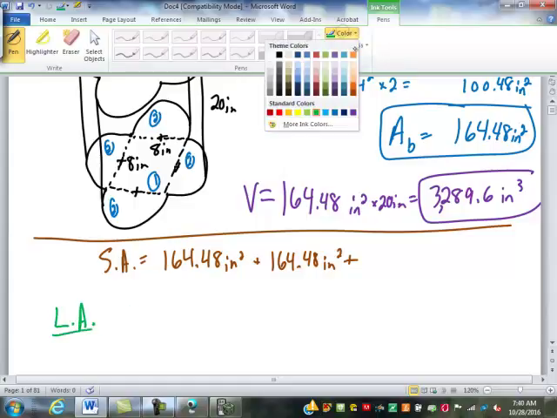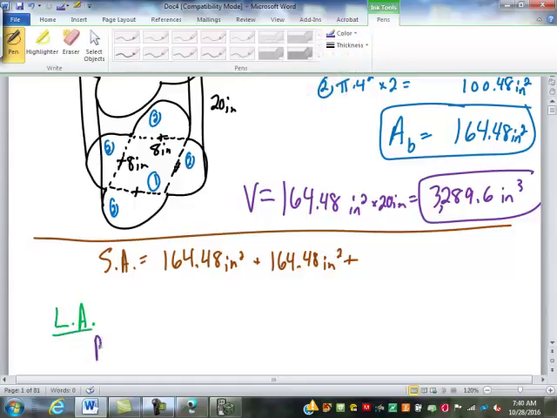First thing we need to know to find our lateral area is the perimeter of the base. Perimeter of the base here is going to be circumference because those are circles. Circumference of one of those circles is pi times diameter, so pi times 8. And how many circles are there? 2. So times 2. So that's 50.24 inches is the perimeter of that base.